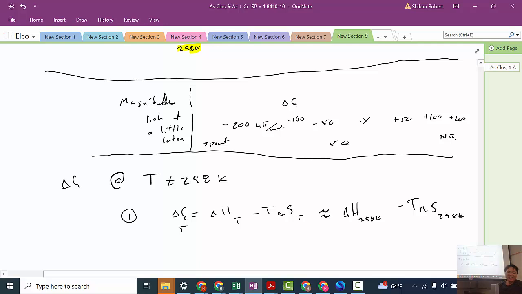So what we're saying here is that the delta H isn't going to change much. So let's look at vaporizing water. If we vaporize water at 298 Kelvin versus vaporize water at 300 Kelvin, is there much of a difference in delta H? No, you're taking liquid and you're vaporizing to the gas.